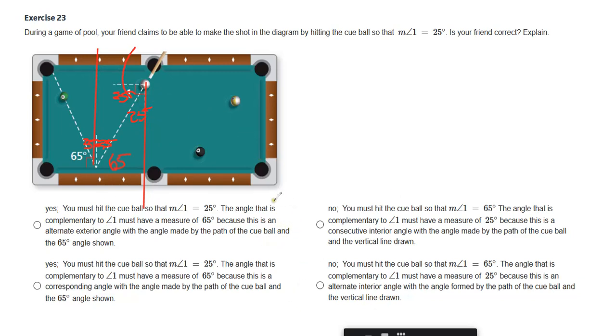Now let's read theirs. Okay, so I already said no. So it's got to be one of these two. All right. So no, you must hit the cue ball so the measure of angle 1 equals 65. I agree with that, but let's talk about why.